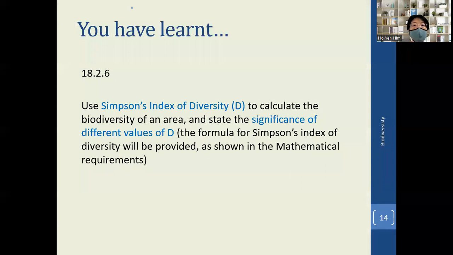So in this lesson, we have learned to use Simpson's index of diversity to calculate the biodiversity of an area and state the significance of different values of D. That means what higher means, what lower means, and what causes it to be high or low. So that's all for this part of the lesson.